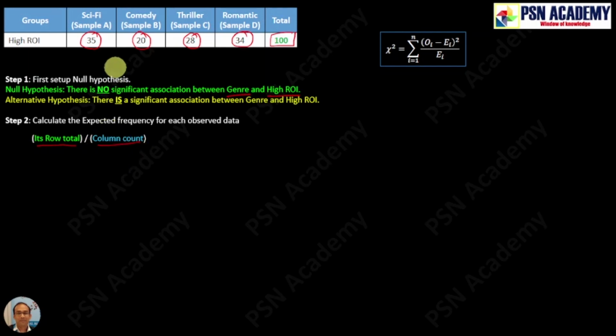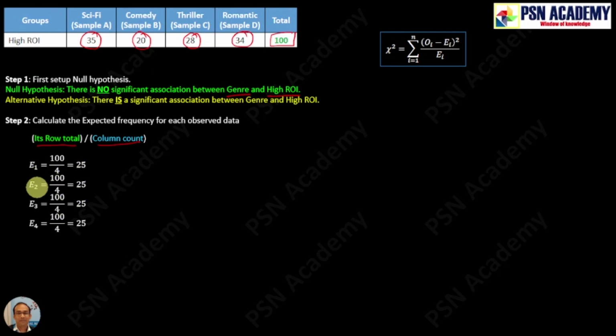Now here is only one row, so always the row total will be 100 for each of these 4 cases, and the column count is 4. So it is simply E1 is 100 by 4, that is 25. E2 is 100 by 4, that is 25, like this.